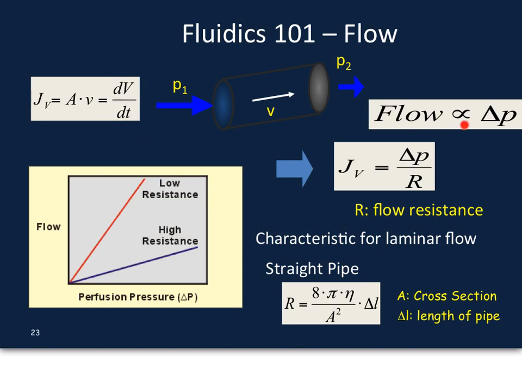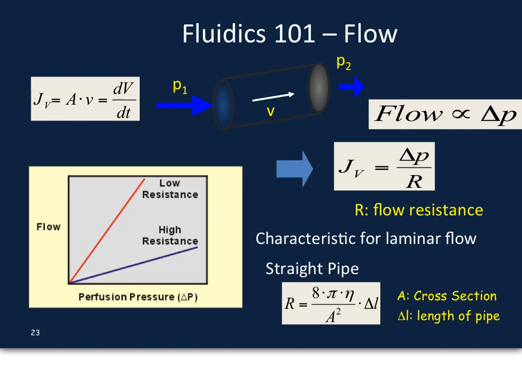The flow is also going to be proportional to the change in pressure across a given pipe. If we think about this like an electric current, then we can write that the flow, which is like the electric current, is equal to the change in pressure, which is like the change in potential across a given pipe, divided by the resistance of that pipe, the flow resistance of that pipe. And if we have a straight pipe, then we can define the resistance mathematically in this way.